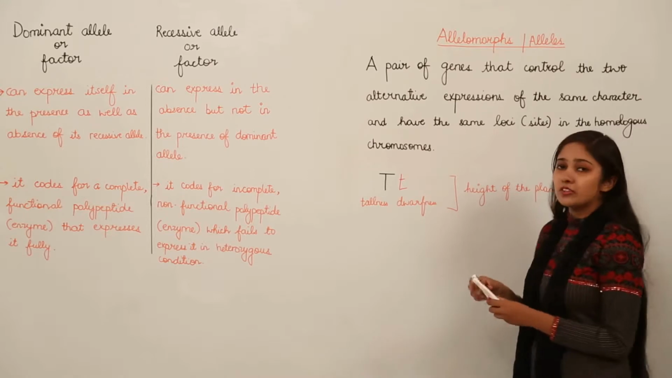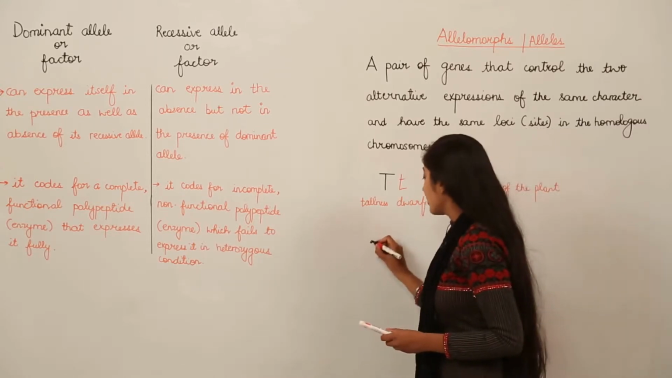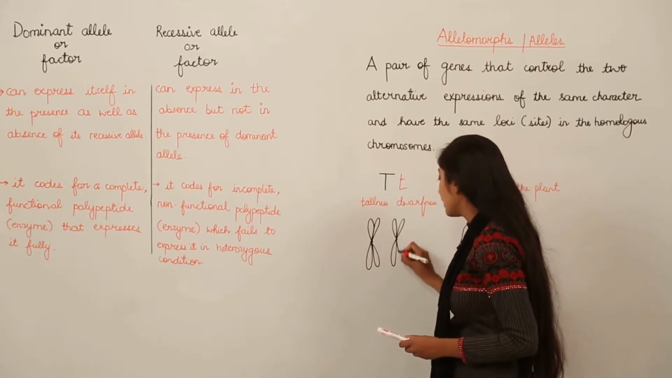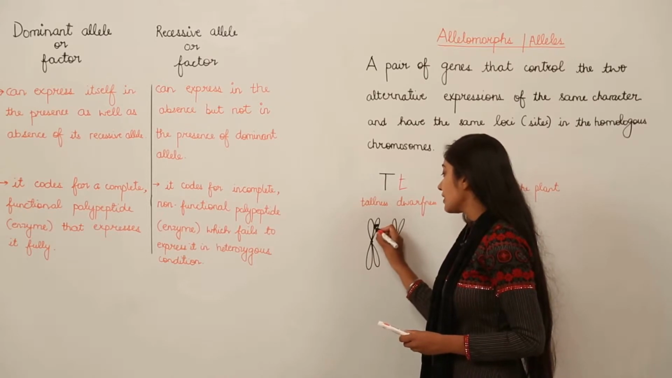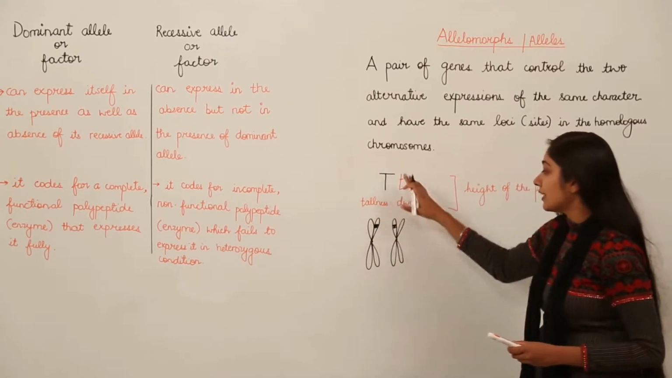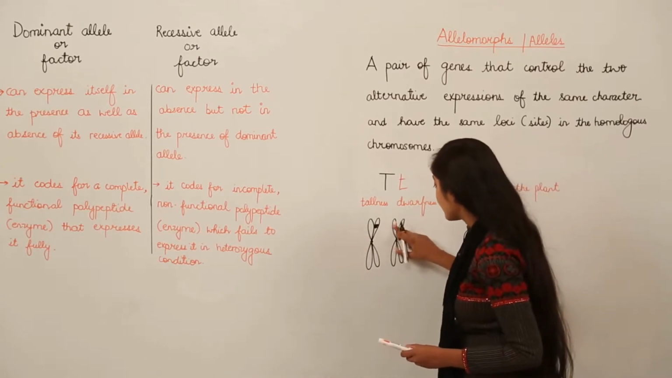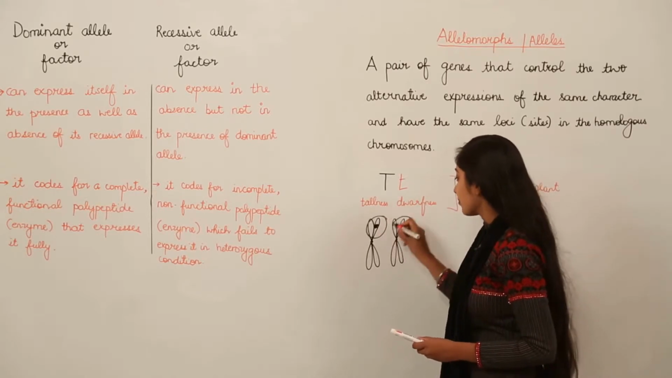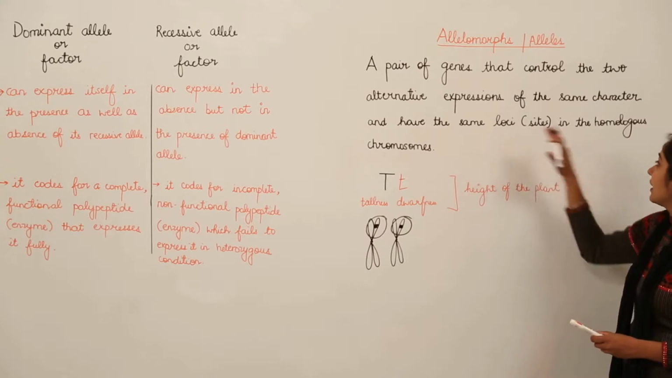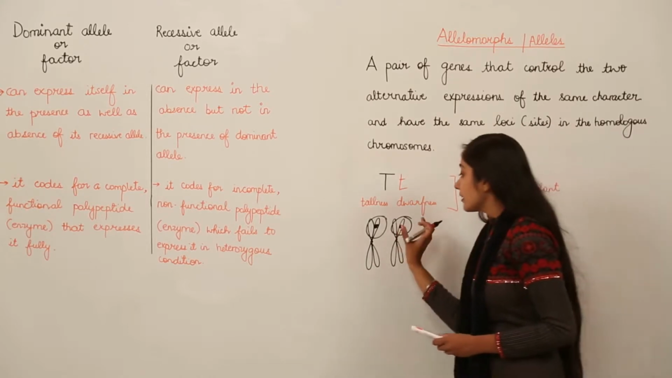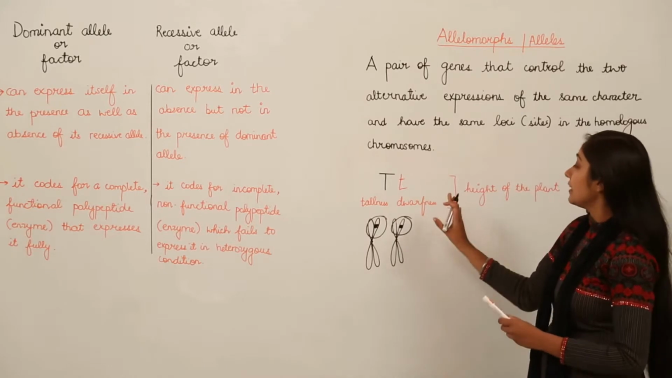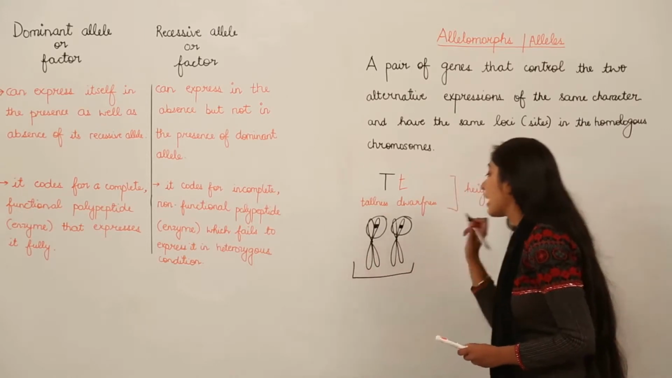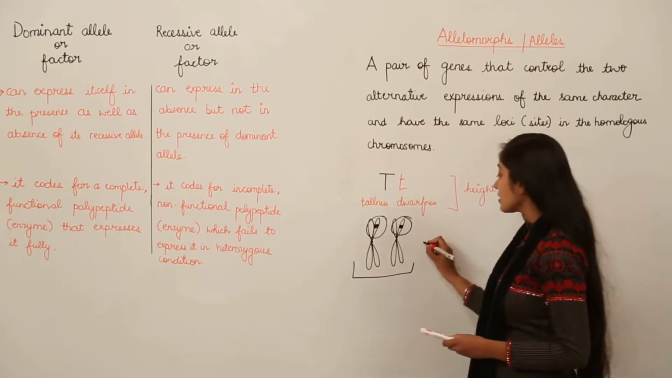Now I hope that you remember what are homologous chromosomes. Supposingly we are here talking about a chromosome and this is another chromosome, and the locus or the site where this gene for tallness and the gene for dwarfness is present. The site is going to be the same in the homologous chromosomes. When they are going to encode for the same character and the gene encoding for that character is present on the same site, then these chromosomes are known as homologous chromosomes.